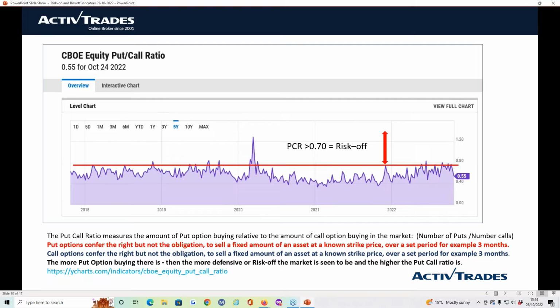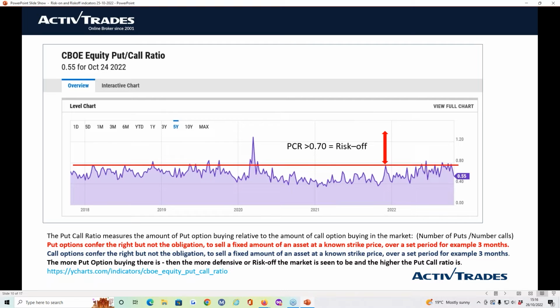Call options then are the opposite of put options. They confer the right but not the obligation to sell a fixed amount of an asset, typically a stock, at a known strike price over a set period. Again, that period could be 3 months, could be 6 months, could be a year, could be 1 week.